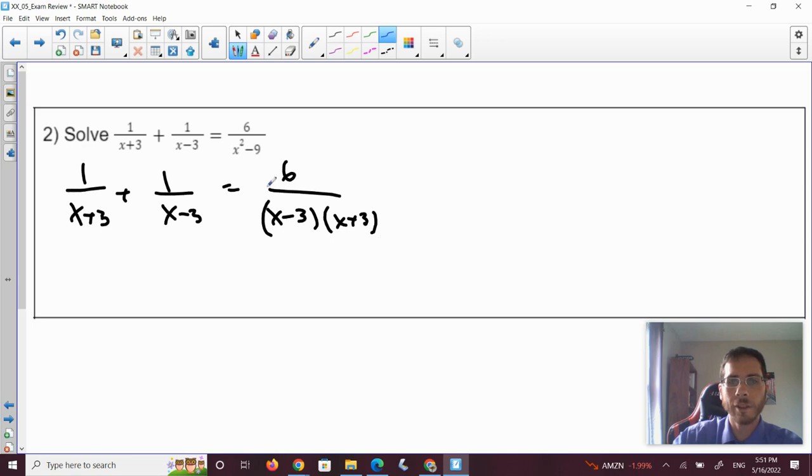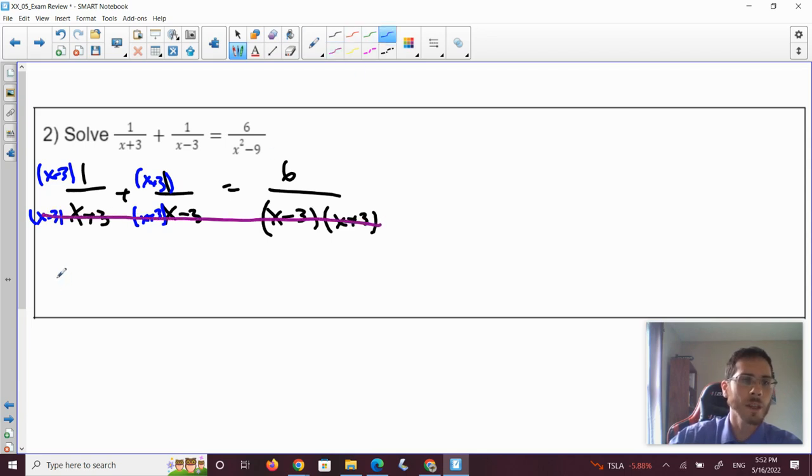In order to cancel all the denominators out, I have to make sure that they're all the same. Over here, I've got x plus 3, so I need an x minus 3. I'm going to multiply the top and the bottom by x minus 3. Over here, I have an x minus 3, so I need to multiply the top and the bottom by x plus 3. That's what I'm missing. So when we do that, we can cancel all of our denominators out.